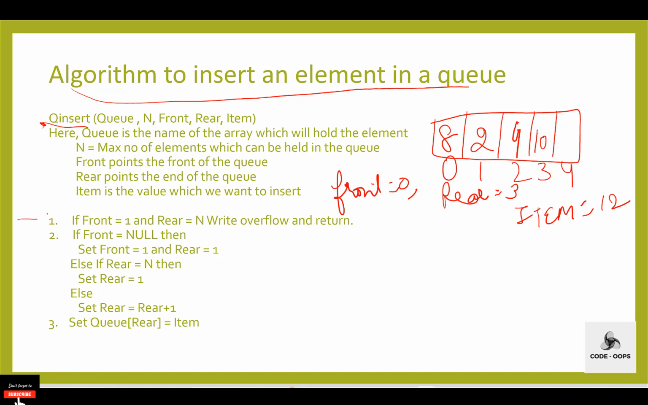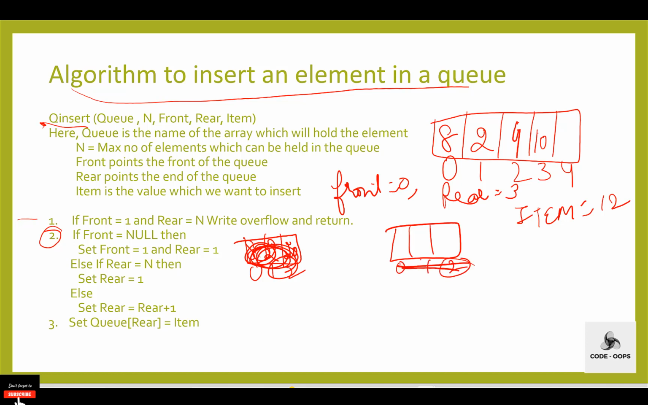The first step of the algorithm is: if front is equal to 1 and rear is equal to n, then write overflow and return. That means Q is already full. We cannot insert an element into the queue. The second step of the algorithm is: if front is equal to null. Front equal to null means the queue is empty. There is no element in the queue. Then set front is equal to 1 and rear is equal to 1. Else if rear is equal to n, then set rear is equal to 1.